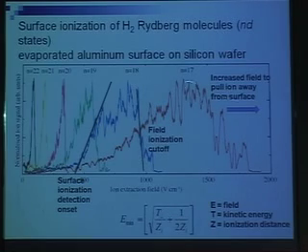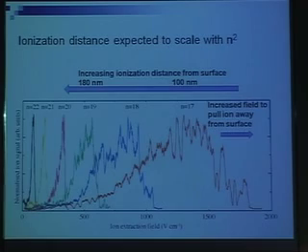So an increasing field basically means a decreasing distance from the surface. And if you put some actual numbers on it, these are being ionized at about 100 nanometers from the surface. Here, this field corresponds to about 180 nanometers from the surface. So bigger principal quantum numbers means ionizing further from the surface.